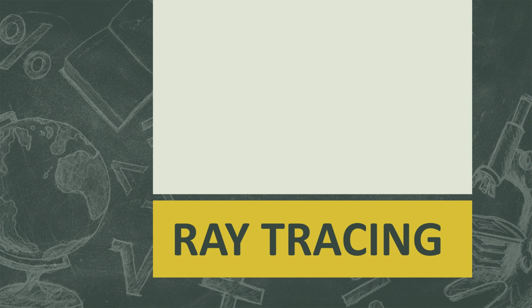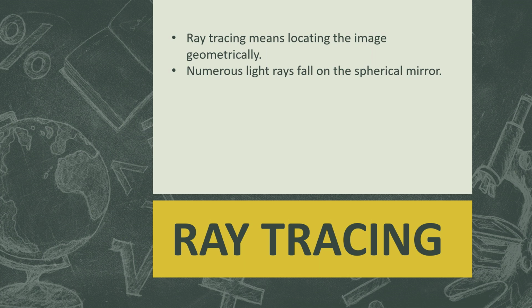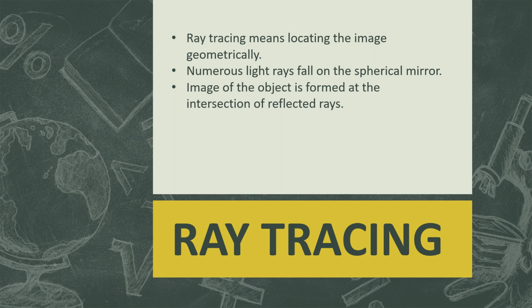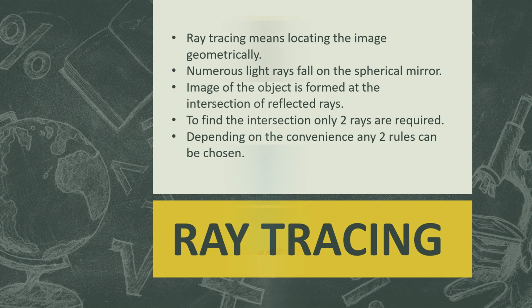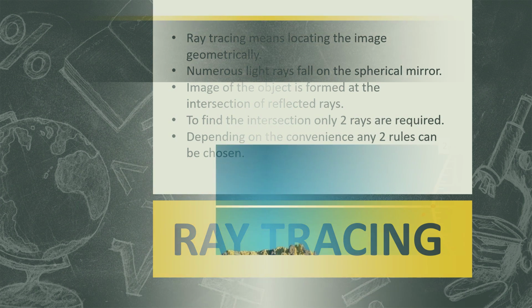In this process, we locate an image using geometry. As we know, numerous light rays fall on the mirror, but for ray tracing, only 2 rays are required, as their intersection is the point where the image is formed. Depending on the position of the object, we can use any 2 rules for locating the image. For tracing a perfect image, it's very important to draw the ray diagram perfectly. For that, follow a few simple steps.